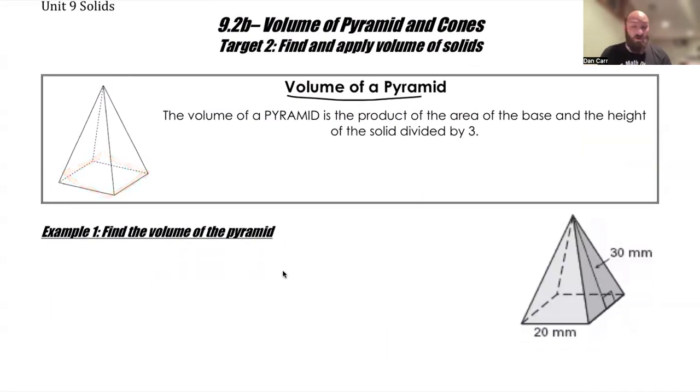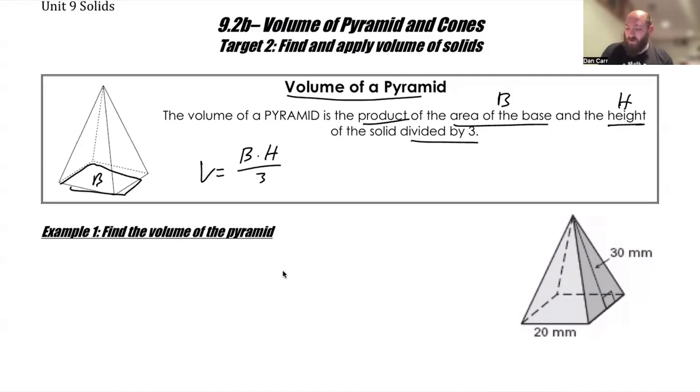So when we do the volume of a pyramid, it is going to equal the product of the area of the base, B, and the height, H, of the solid, divided by 3. So volume is area of the base times the height divided by 3. Remember, area of the base is talking about this right here. Height is going to be up the middle of our pyramid.